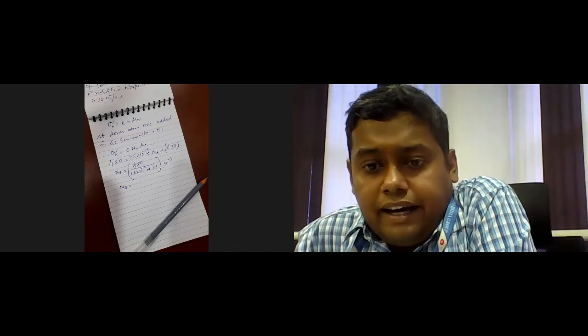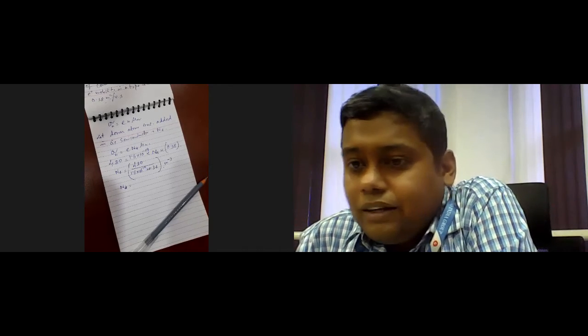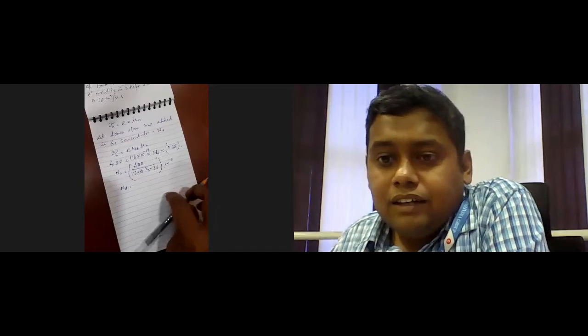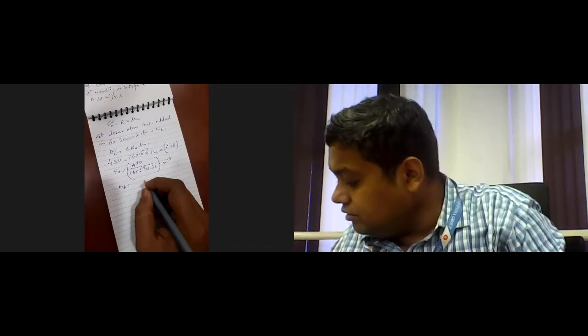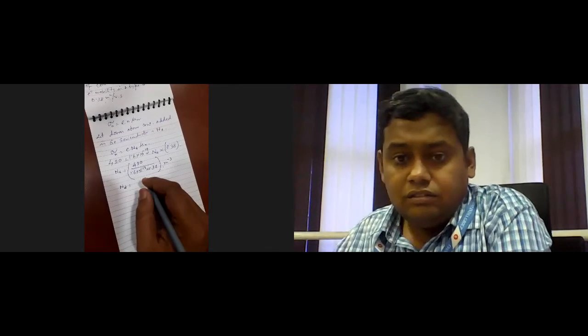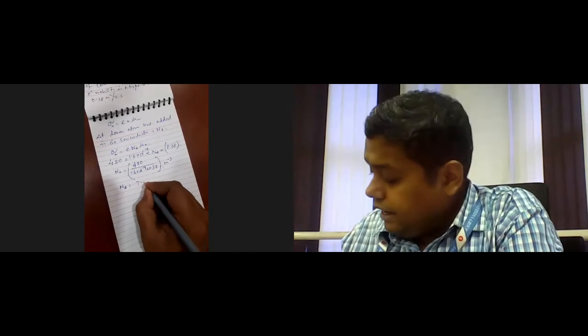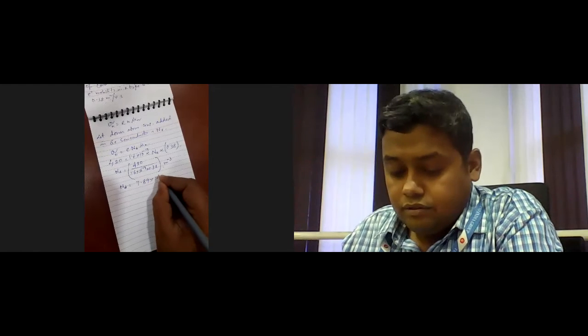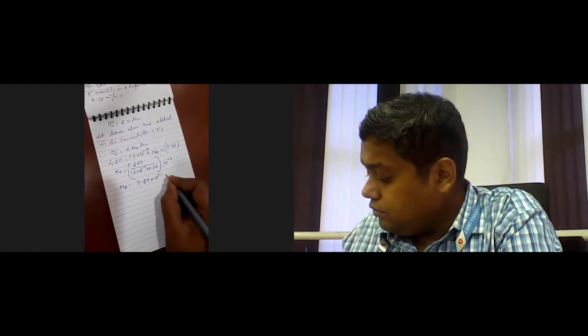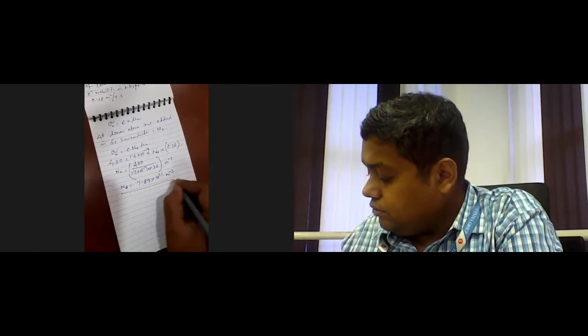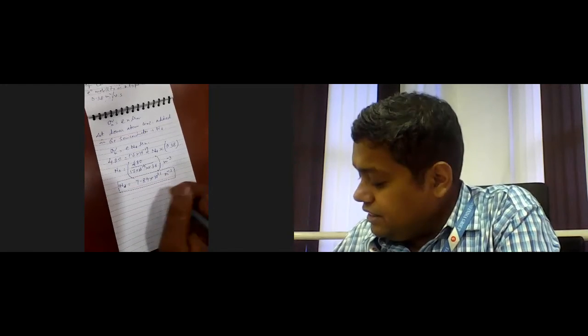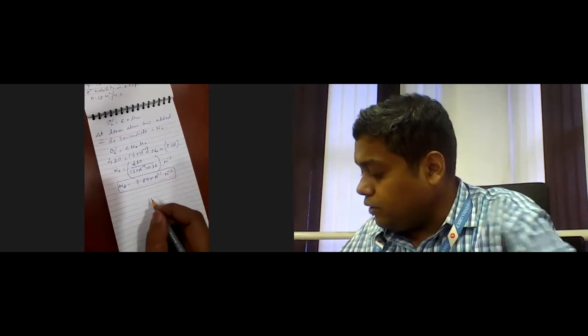So find out the Nd value. Please tell me quickly, time is running out. Yes, tell me, madam. 7.89 into 10 to the power 21 meter to the power minus 3, right? So this is 7.89 into 10 to the power 21.